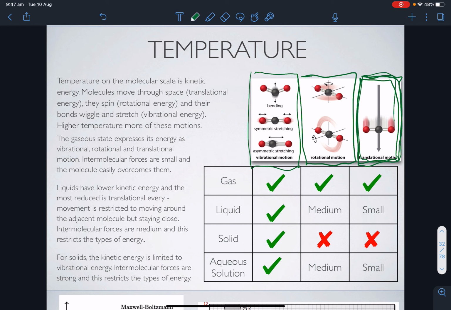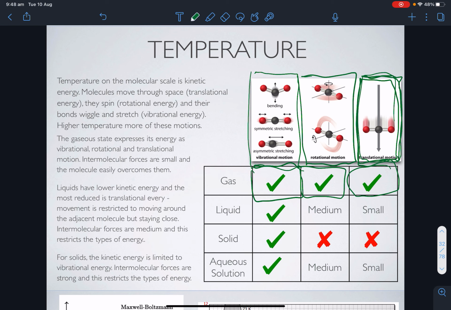So, the gaseous state has all three of these motions. You remember from our particle model that gaseous particles can move freely in three dimensions and at speed. So they've got translational motion. They can also spin and rotate, and they can also bend and stretch. They're very free. There are no attractions there.